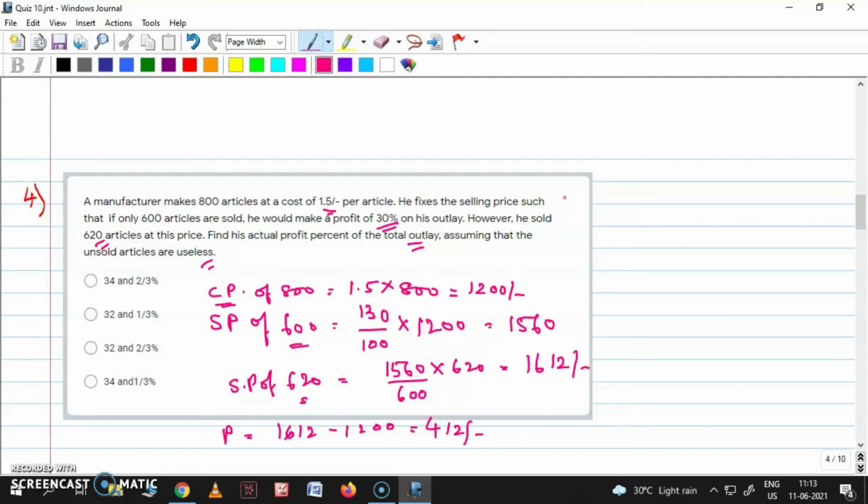Now tell me what is the percentage. Percentage profit is equal to 412 divided by the cost price, which is 1200 here, into 100. So this is equal to 34 and 1 by 3 percent. Yes, this is the fourth option. Let's move on to the next question.